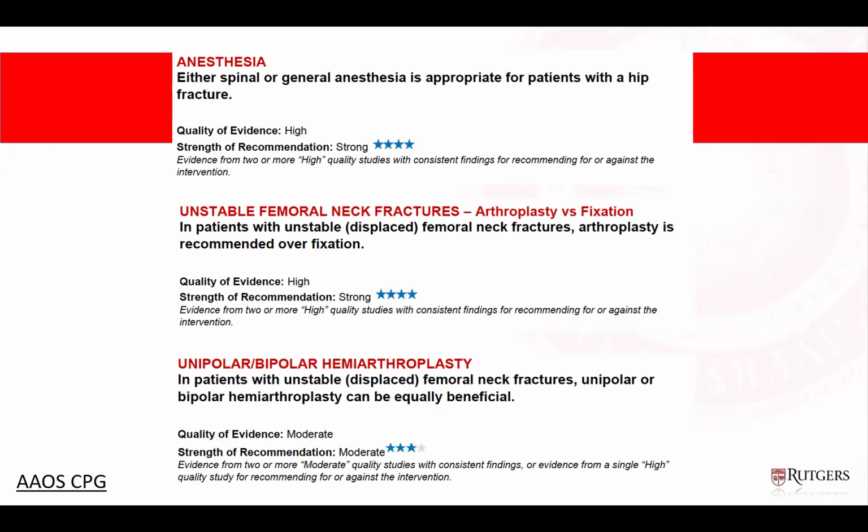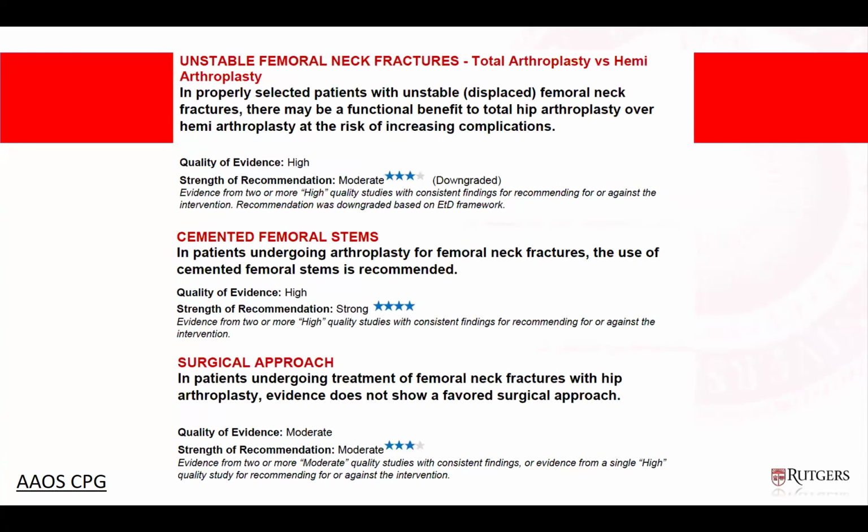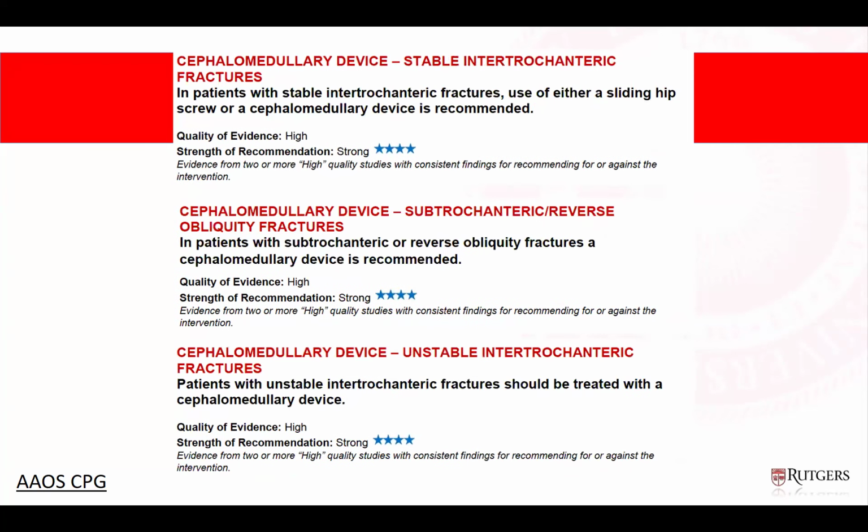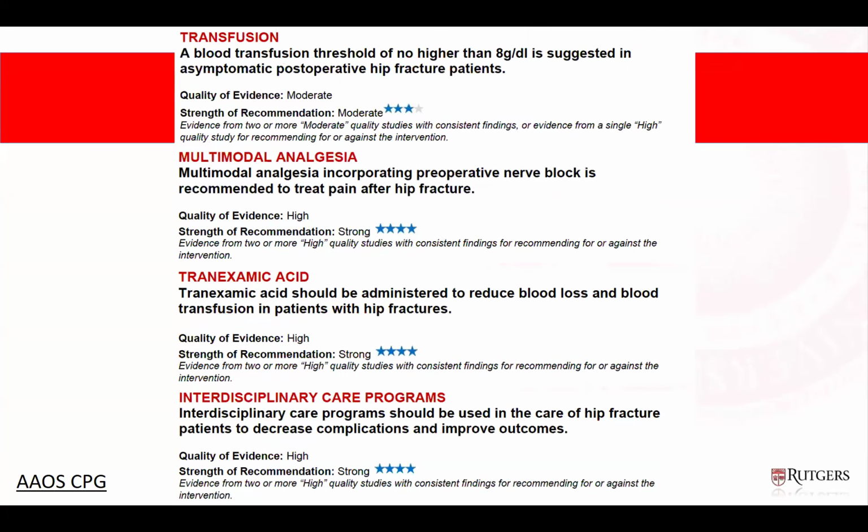Unipolar and bipolar are options for your femoral neck hemiarthroplasty. Total hip versus hemi we'll talk about. We'll talk about cemented versus uncemented stems and then different approaches. In terms of intertroch fractures, these stable fractures can get a sliding hip screw or cephalomedullary nail. The unstable fractures, either your subtroch or reverse obliquity, should get a cephalomedullary nail. There's some data about transfusion limits, and we'll cover that as well. And multimodal analgesia, as well as TXA and interdisciplinary care, we'll touch upon at the end.